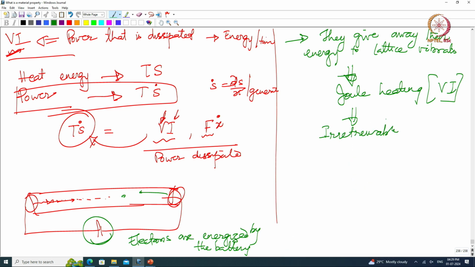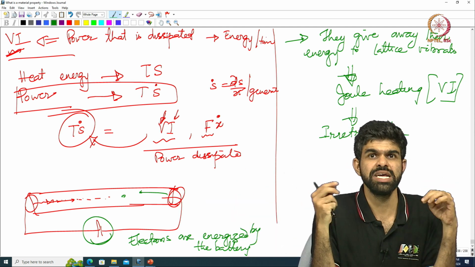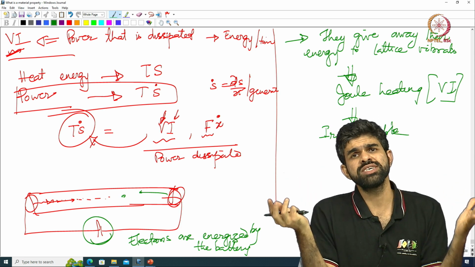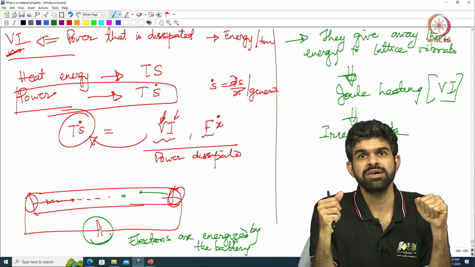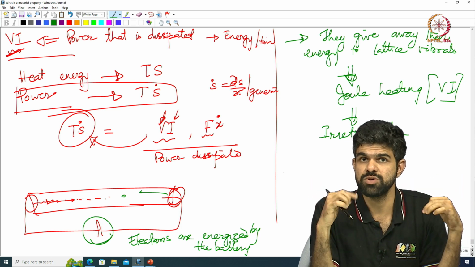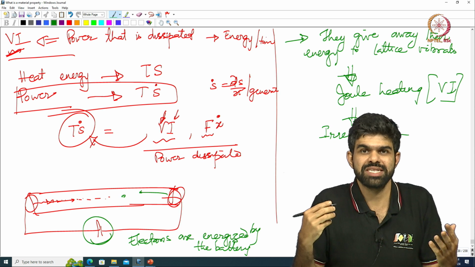Once the lattice starts vibrating, unless I use very smart strategies, I cannot really retrieve back what is heated and lost. So this is lost energy. Can we control it? To a certain extent, but can we control it completely? No, there are always losses. You have to live with it. You can try to minimize them, but they always exist.